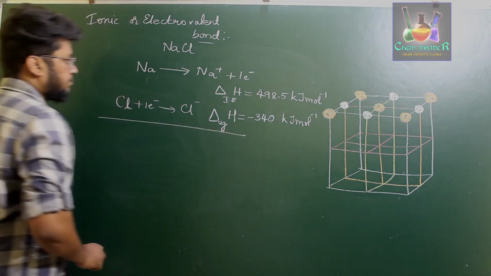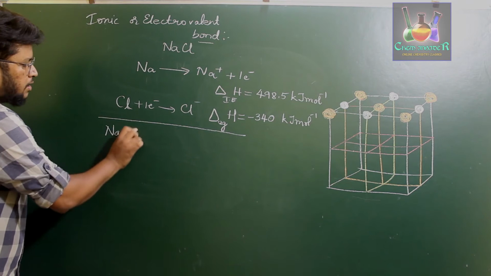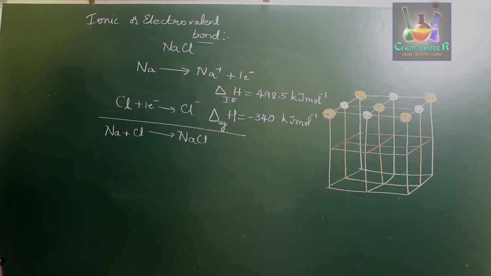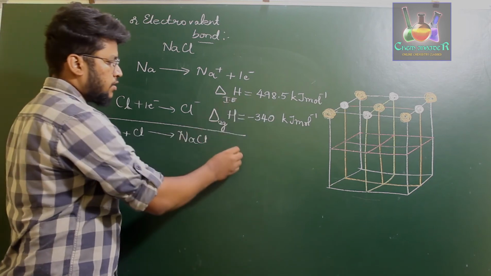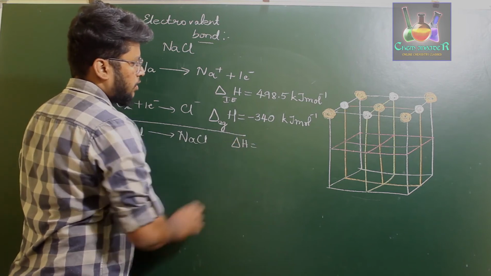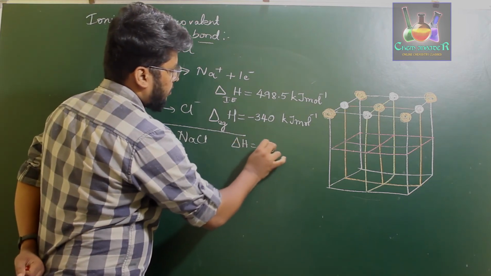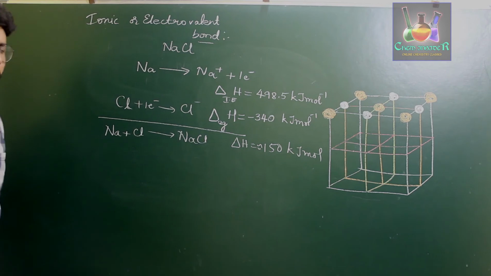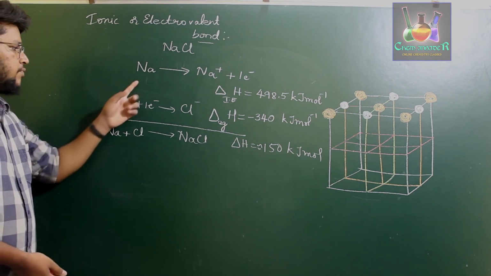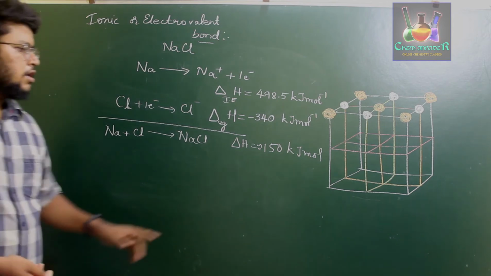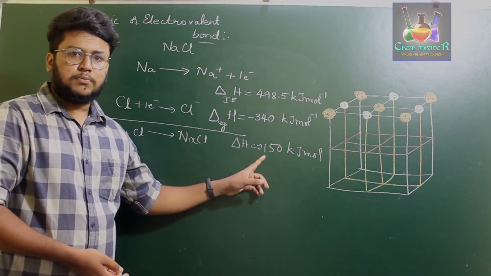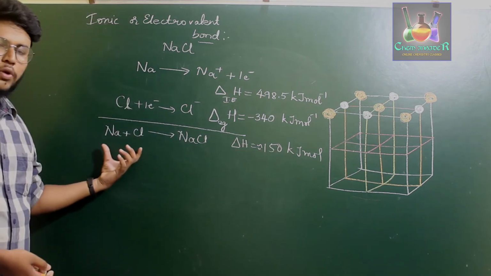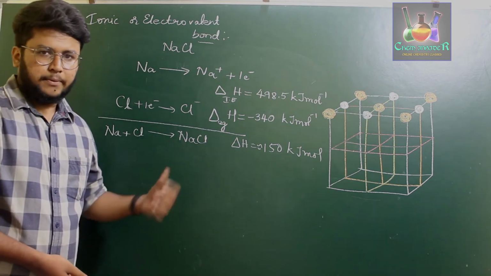If you combine these two, that is Na plus Cl gives us NaCl, the sum of these two reactions will yield delta H equal to approximately 150 kilojoules per mole. So whenever you combine sodium with chlorine, we should come across an energy change of about 150 kilojoules per mole. That means 150 kilojoules per mole of energy should be absorbed by the sodium and chlorine atoms when they are forming sodium chloride.